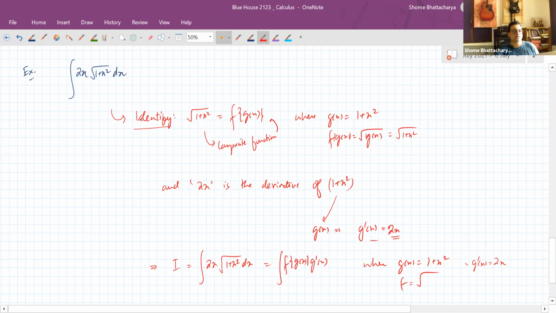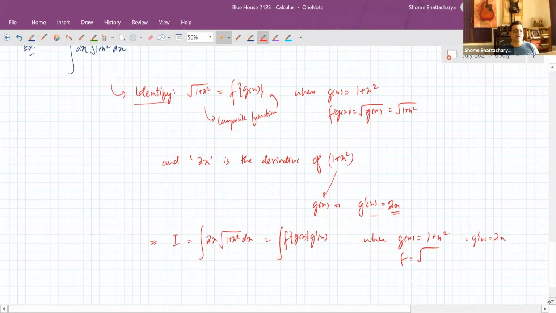That the term inside the integration symbol is a product of two things. One is a composite function and the other is the derivative of the inside function gx. So it's the product of 2x into square root of 1 plus x square, where square root of 1 plus x square is a composite function for which the inner function is 1 plus x square, and 2x is the derivative of that. Once you have identified that, then you can apply the method.